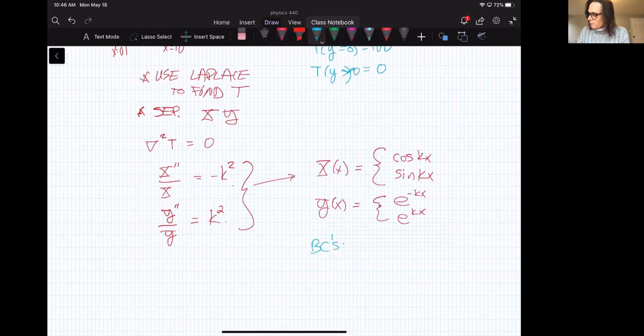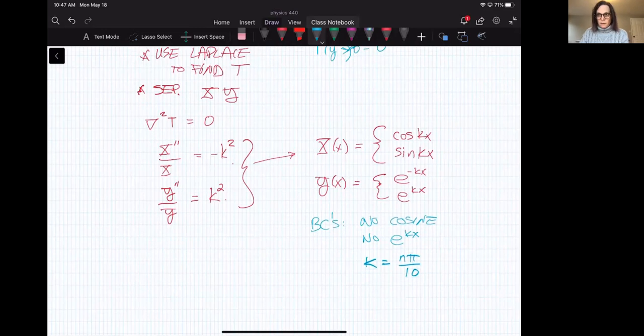And from these, we know that the boundary conditions tell us that the cosine term goes away. So if we were to put a constant, we'd set it equal to zero. And also we know that, what do we have here? The positive, I must have misspoke. No e to the ky term, because that blows up at y equals infinity. We also know from the boundary conditions, if it has to be equal to zero at x equals 10, that k is going to be equal to n pi over 10.